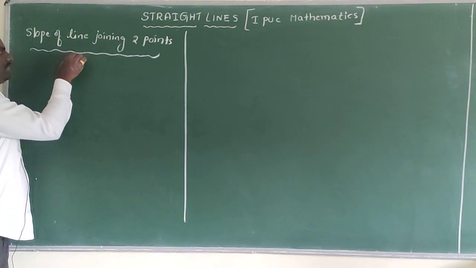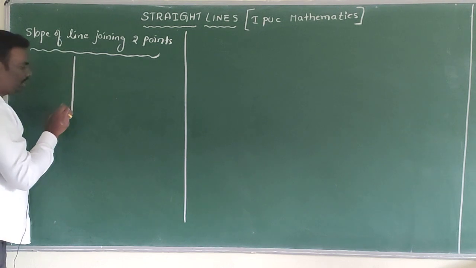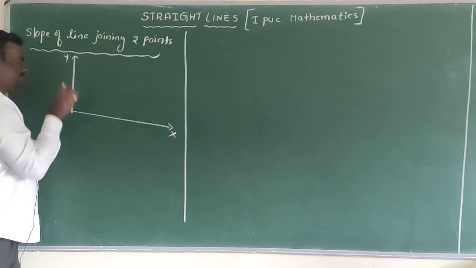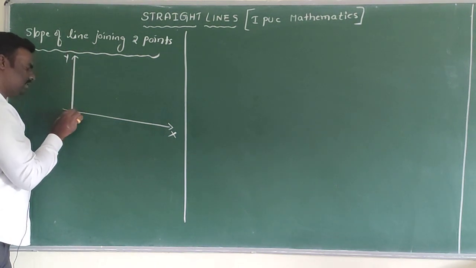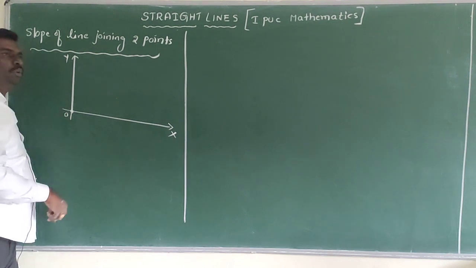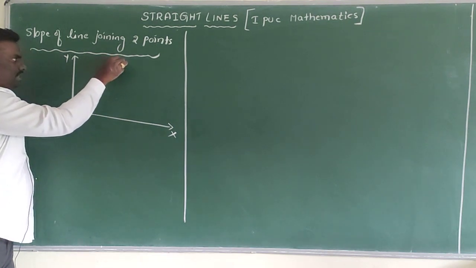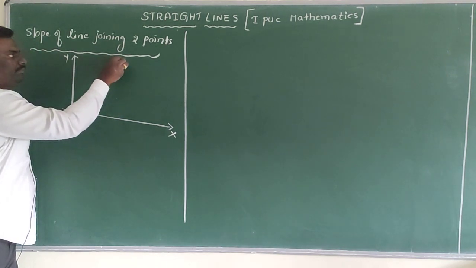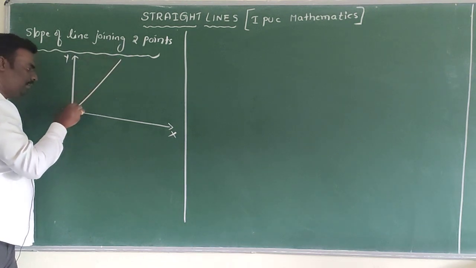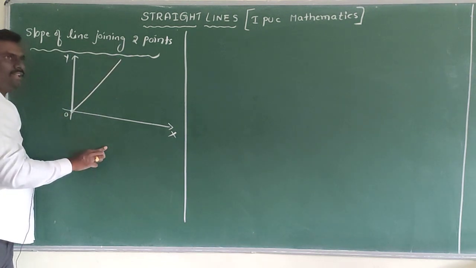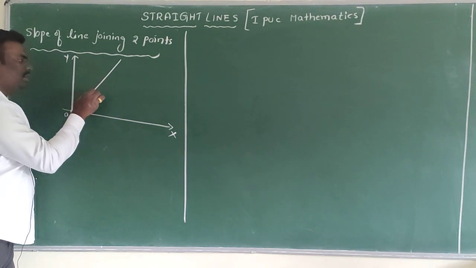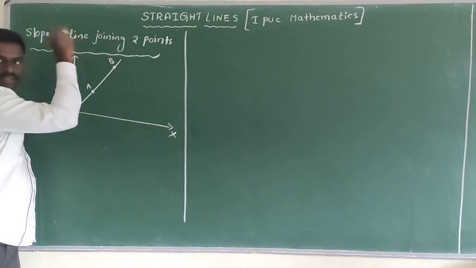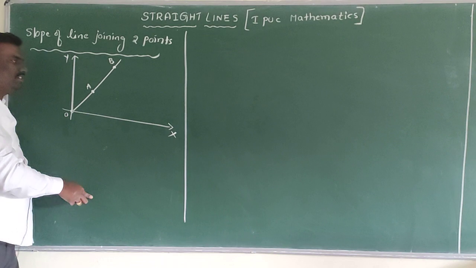First, you need to take the coordinate axis. This is the x-axis and this is the y-axis, and this is the origin. Okay, now this is a straight line. I took the line passing through the origin. On the line, I am taking 2 points. The first point is capital A, the next point is capital B. A and B are 2 points on a straight line.